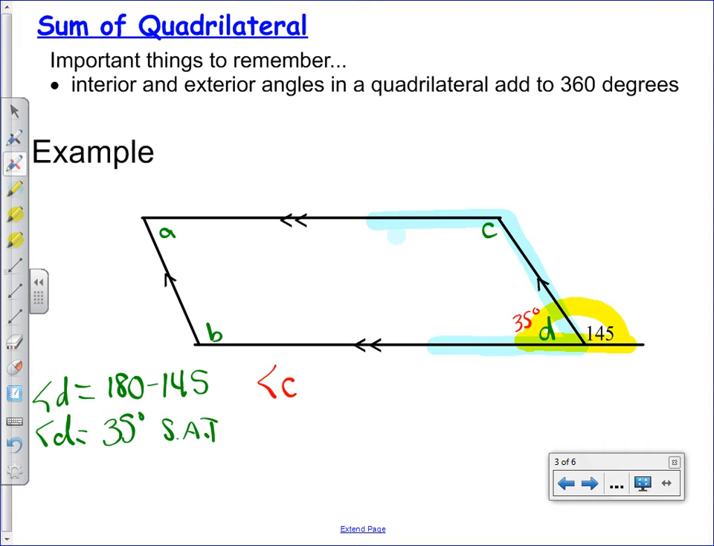So I can do angle C equals 180 minus 35. And I get angle C to equal 145 degrees. Parallel line theorem, the C pattern.